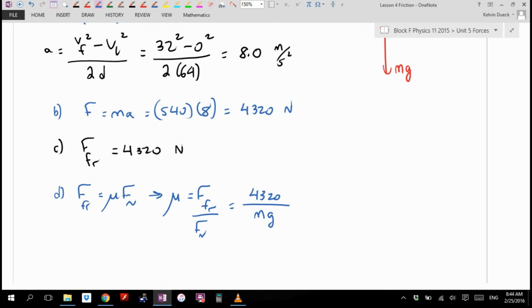But this is how, if you were this dragster tire company, you would advertise your coefficient of friction. You would drive your dragster at a certain speed. You would time how fast it was going. You could use that to figure out your force of friction like we did in part C. Then you would know the mass of your dragster because you designed it, and you would say, our tires have a coefficient of friction of 4,320 divided by 540 times 9.8.